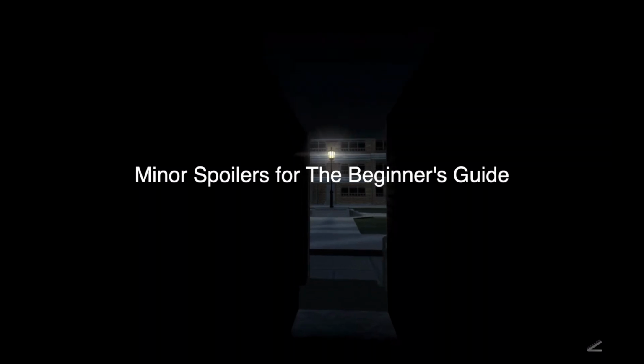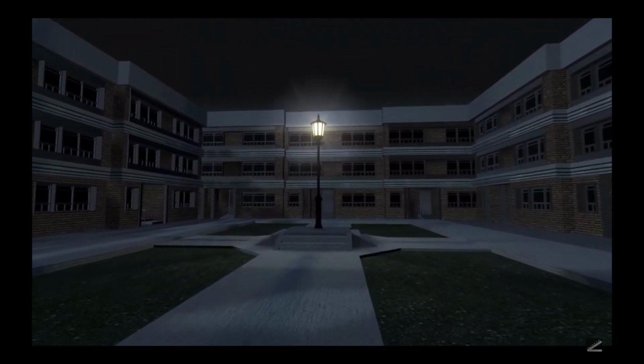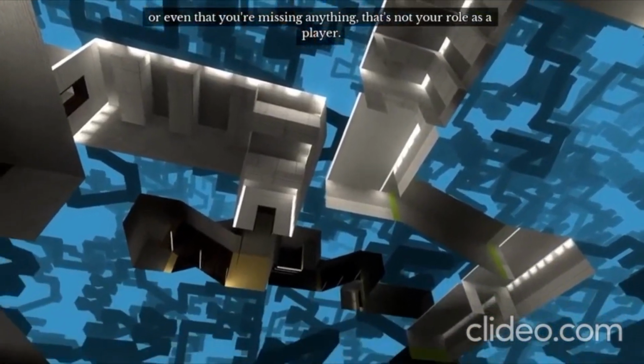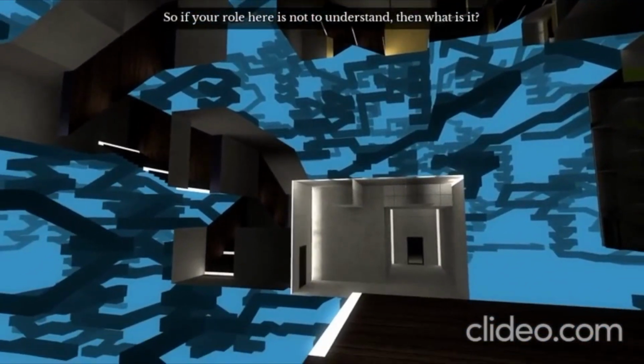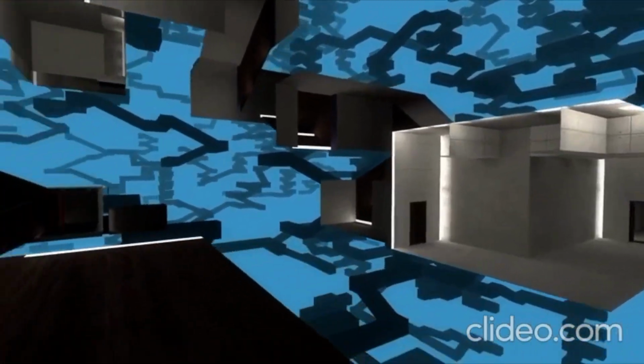Sometimes that feeling can be really exciting, but other times it can be unsettling. Like in the walking sim The Beginner's Guide. The game's stories and themes seem to say, this game wasn't meant for you. You weren't meant to understand it. That's not your role as a player. So if your role here is not to understand, then what is it? Honestly, not understanding the world around me or my role in it is a pretty relatable experience.